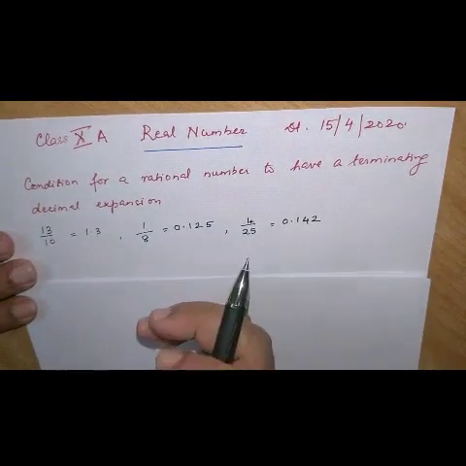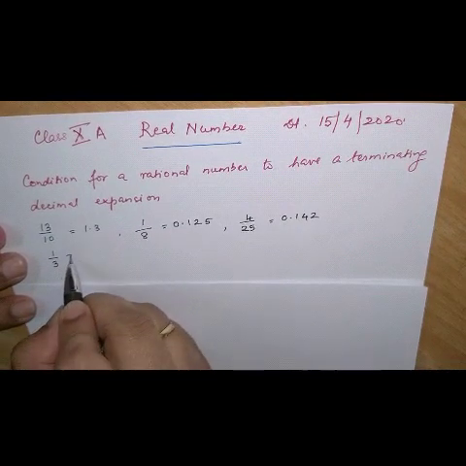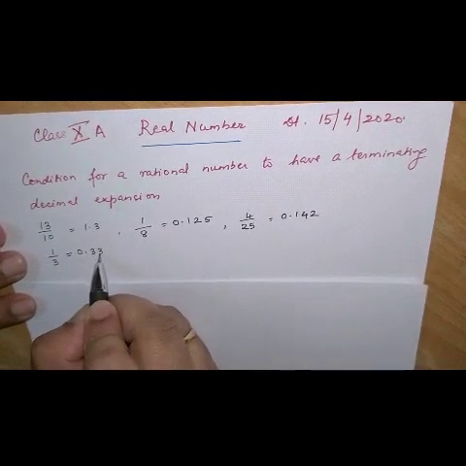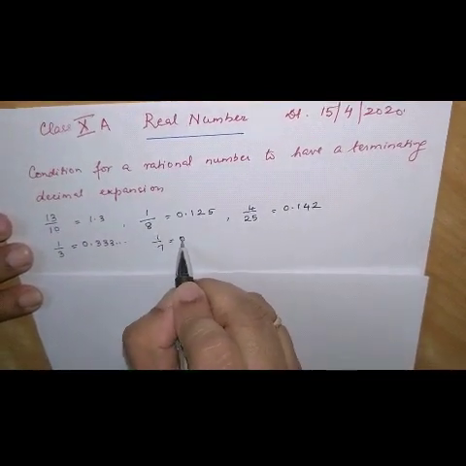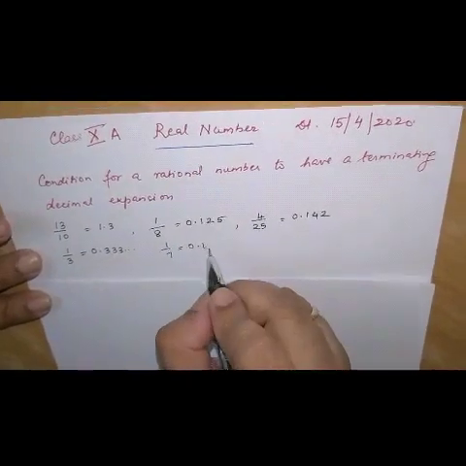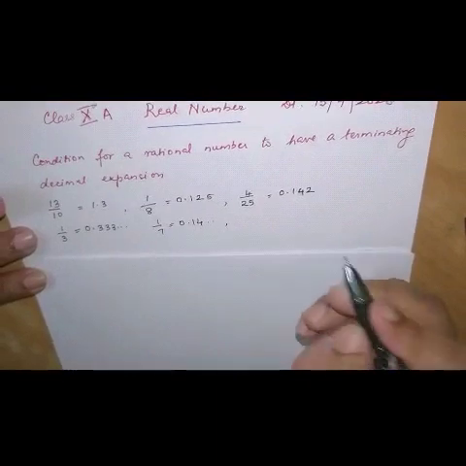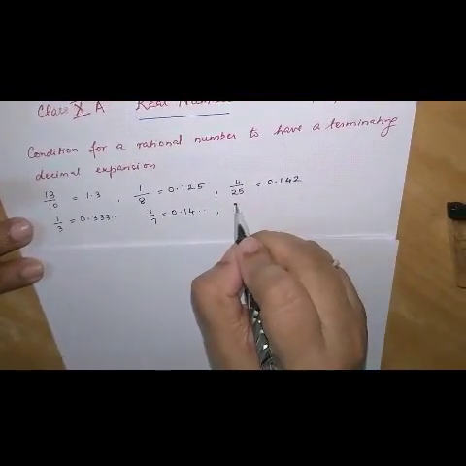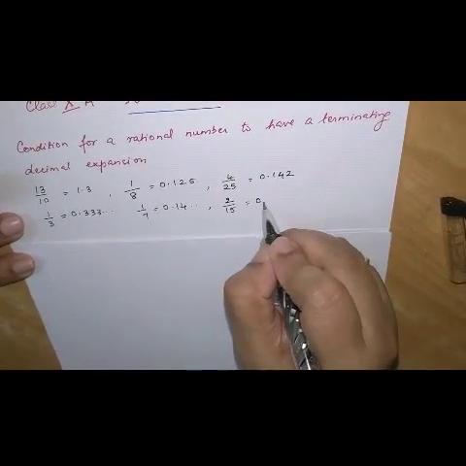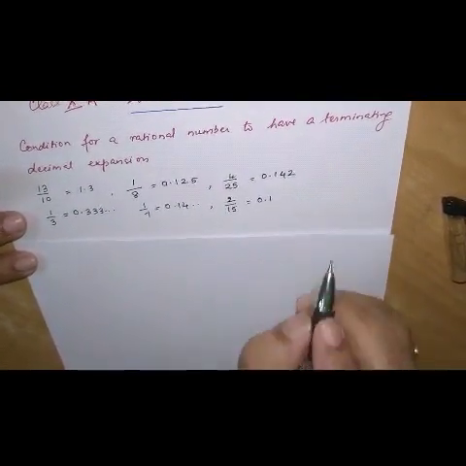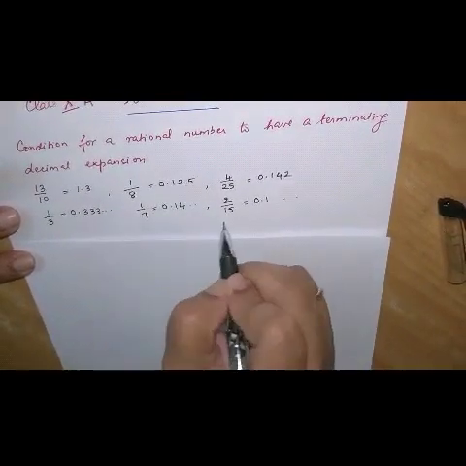Now let me do some other examples, like 1 by 3. When I see it, it is 0.333, non-terminating. If you take 1 by 7, it is also not terminating. We have done it last time. It is non-terminating, but it is repeating. At the same time, some other example, 2 by 15, if I take, it is also a non-terminating decimal. So here it is terminating and here it is non-terminating.